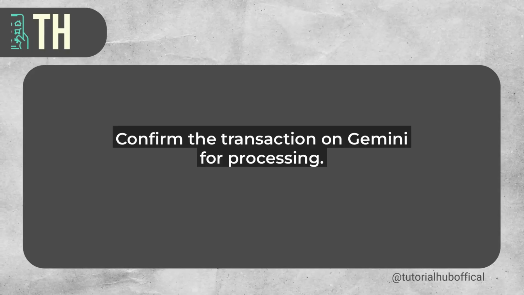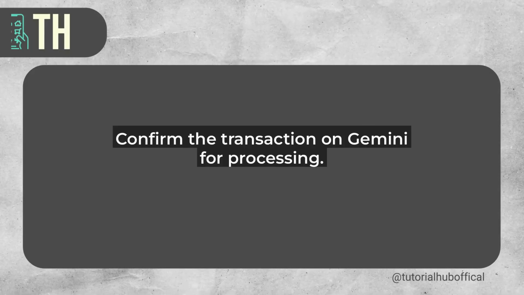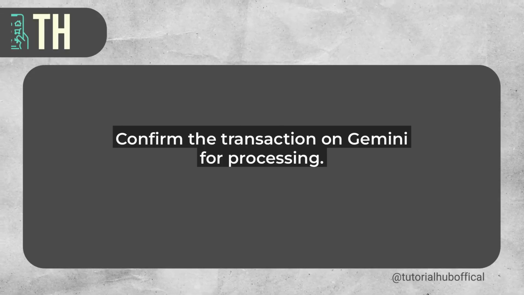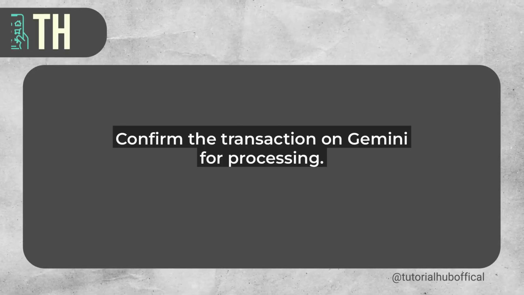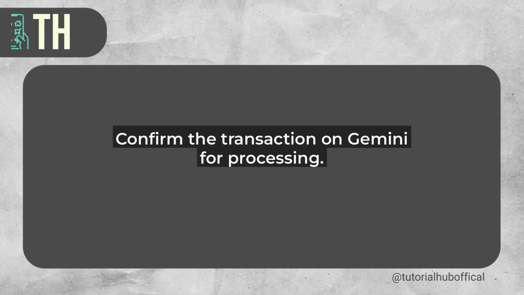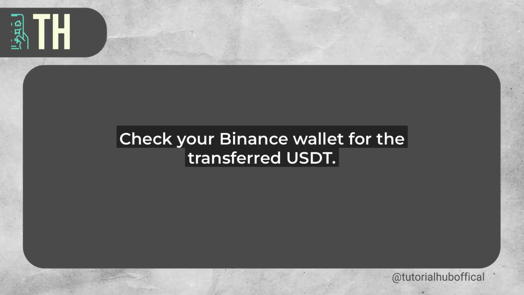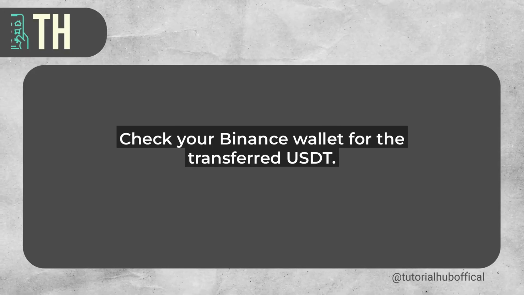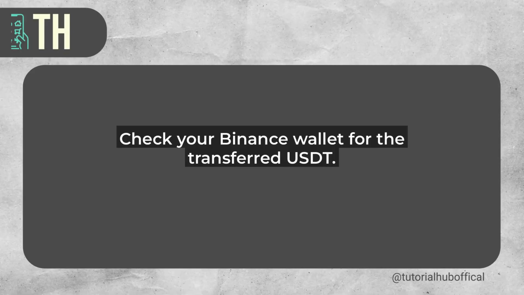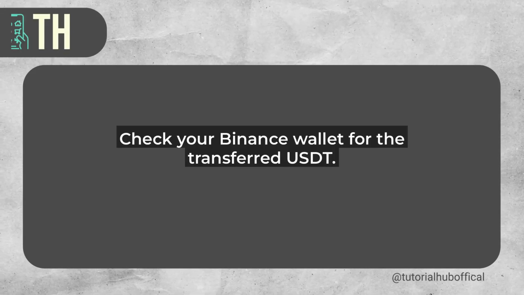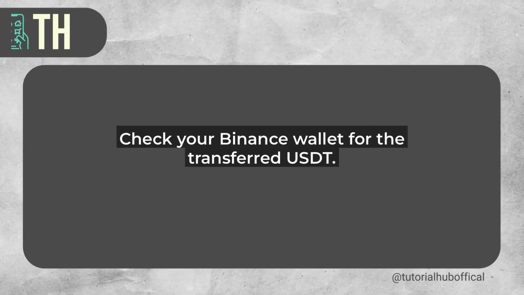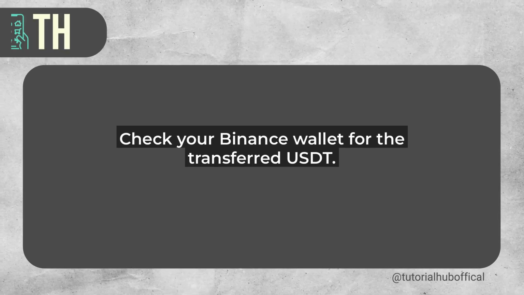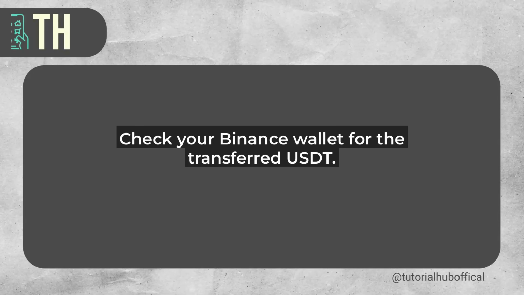Step 3. Enter the amount of USDT you want to transfer. Gemini might ask for a withdrawal fee, so factor that in. Review all the details one last time, then confirm the transaction. You'll get a confirmation email or notification once it's processed. After that, head back to Binance and check your wallet. It might take a few minutes to an hour for the transfer to show up, depending on network congestion. Once it's there, you're good to go.